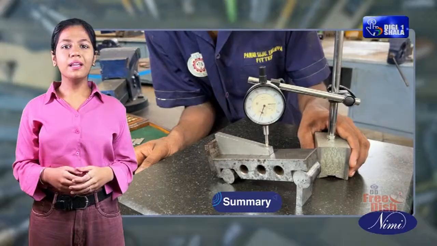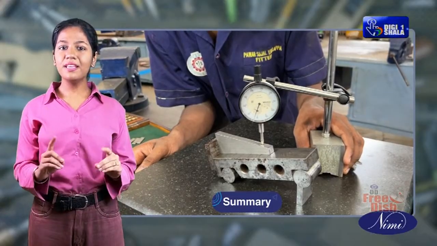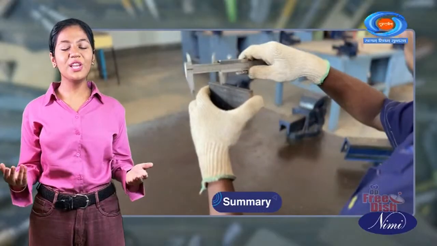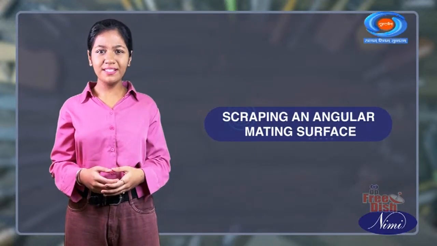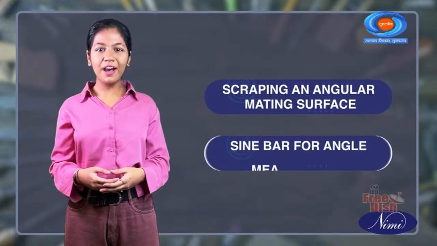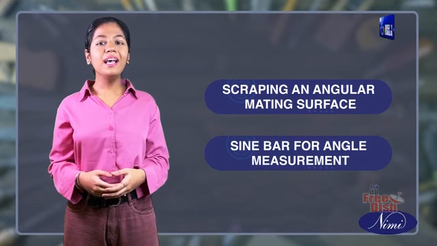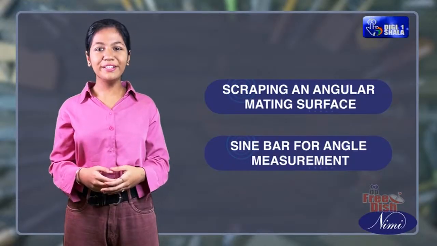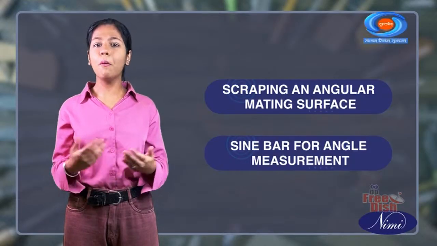Once the desired angle is achieved, the surface is cleaned to remove any debris and the angle is rechecked for accuracy. So, the topic emphasizes the steps involved in scraping an angular mating surface, the use of a sine bar for angle measurement, and the importance of precision in achieving the desired angle for proper mating of components.